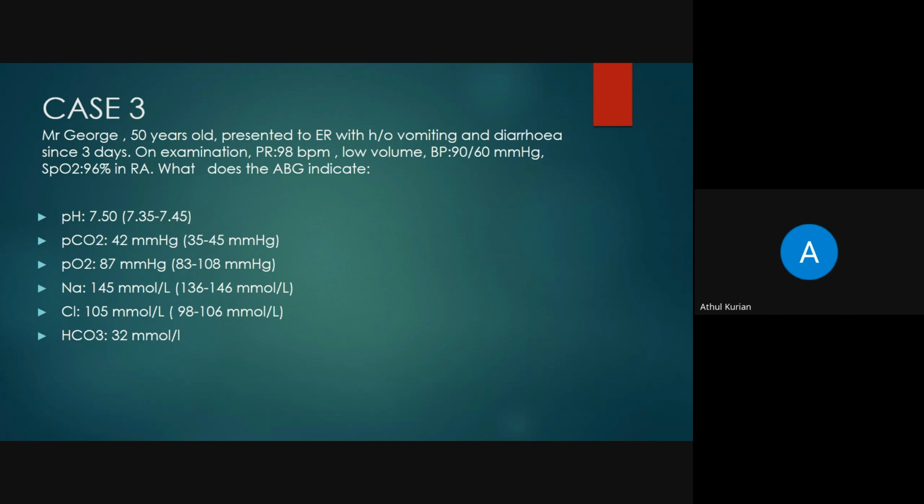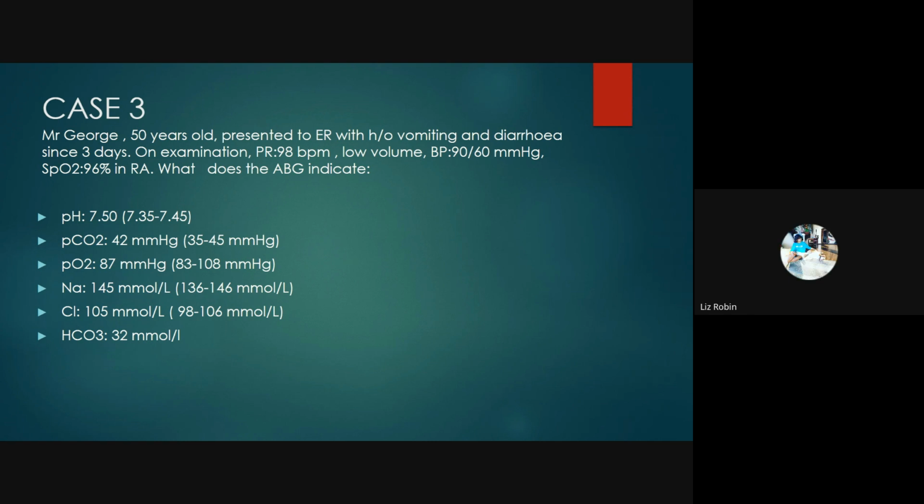Hello. Again, going with the same approach, the first step is checking the pH. So pH is 7.5, which suggests alkalosis. Then bicarb is 32, which is increased. So it suggests metabolic alkalosis, and PCO2 is 42. What we expect according to the formula is bicarb plus 15. So it should have been 32 plus 15, 47. It is only 42. So it is not compensated.